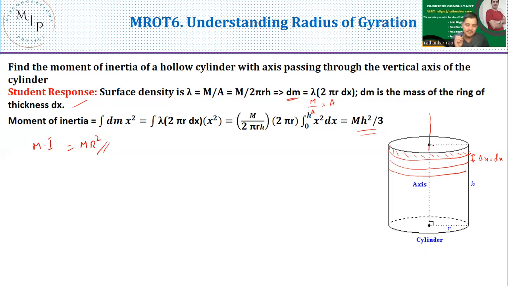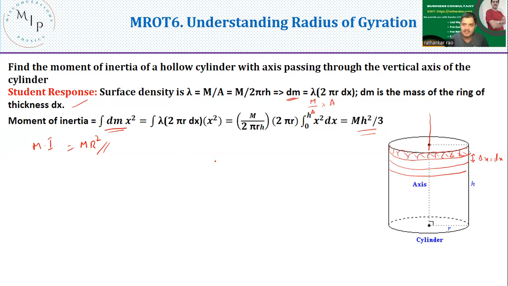The idea here is that the misconception is, see, it is true until here: integral of dm into x square. Now, what is this x square? X square is nothing but the distance of each mass from the axis, which means I should consider this mass, this mass, this mass like this. I should consider each of these masses. So this is what it is.